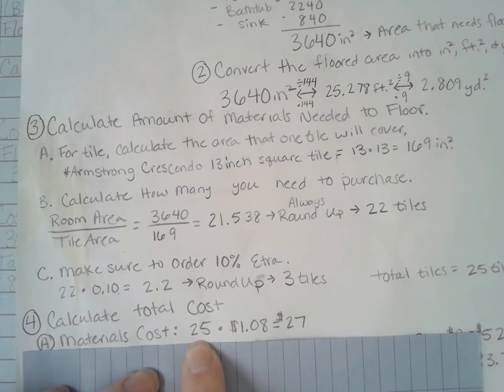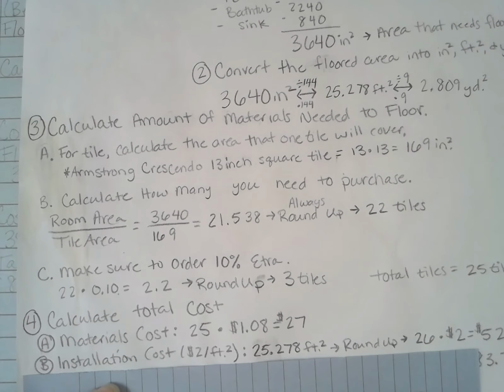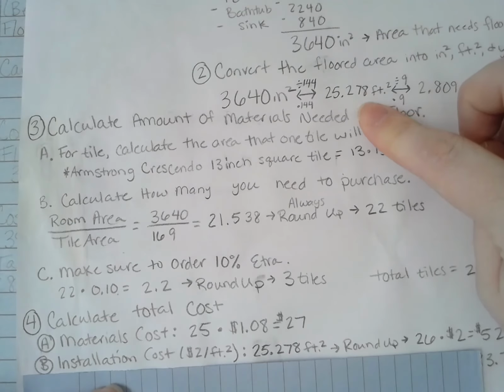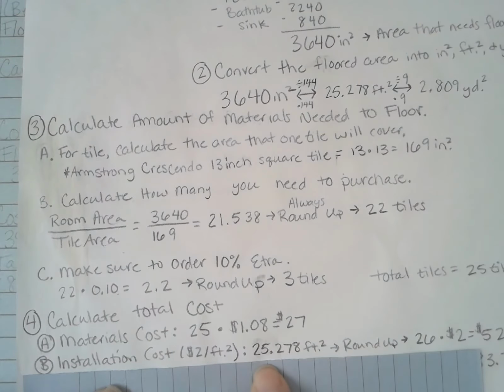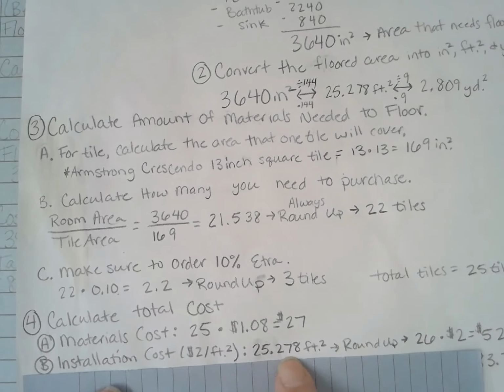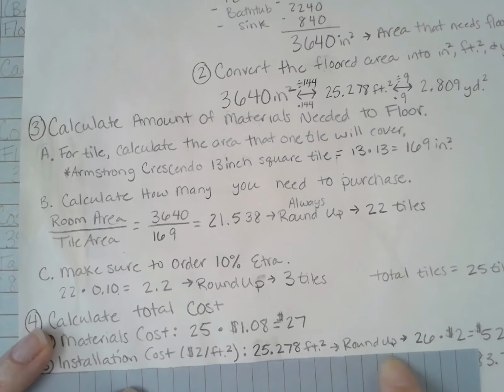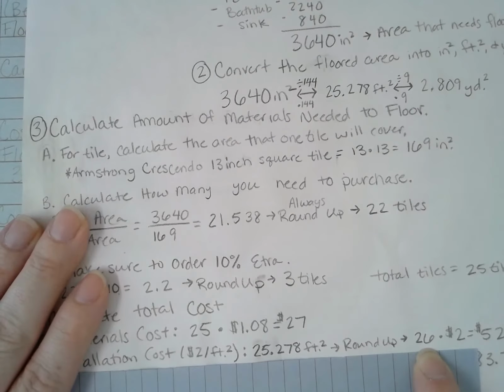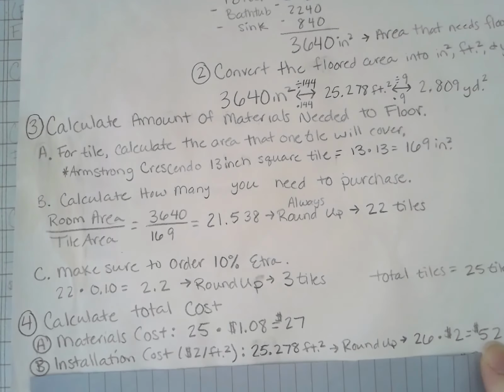The next thing I need to calculate as far as costs go is the installation cost. Now this is $2 per square foot. The square feet is important because that's what I need to use. So I need to use the square feet that I found in step 2 for this problem. So that was 25.278 square feet. Again, I need to round up to 26, and then I take 26 times 2 for $2 a square foot, and that gets me $52.